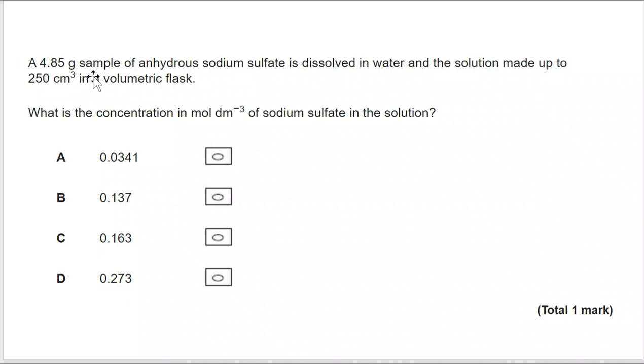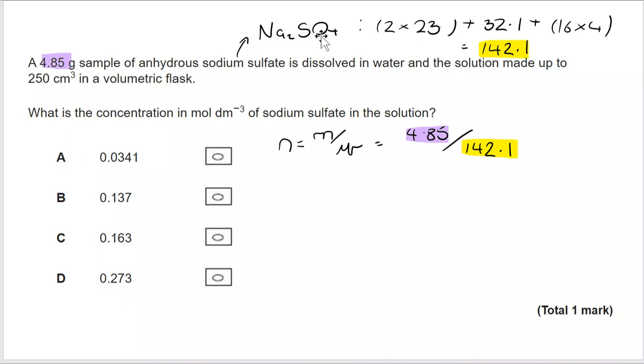So on this one, we've got a mass of anhydrous sodium sulfate. We need to know the formula for sodium sulfate here, and then we can do our mole calculation. So n is m over Mr. So the m is 4.85. We have to know that sulfate has a charge of -2. Sodium has a charge of +1. So its formula is Na2SO4. That allows us to work out our molecular mass of 142.1.